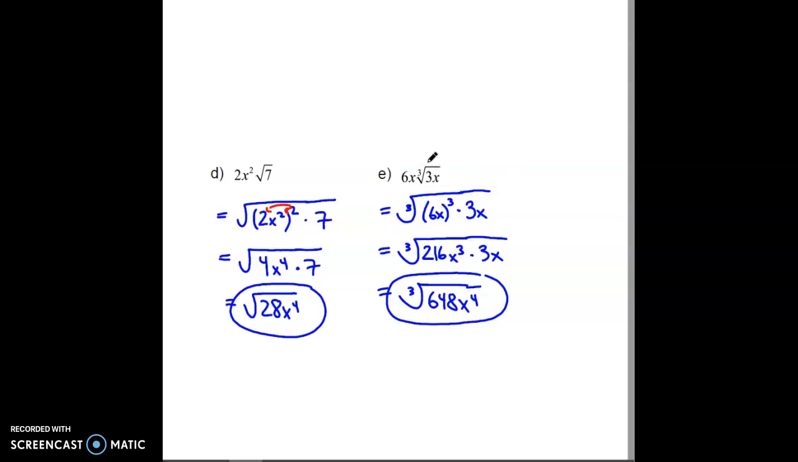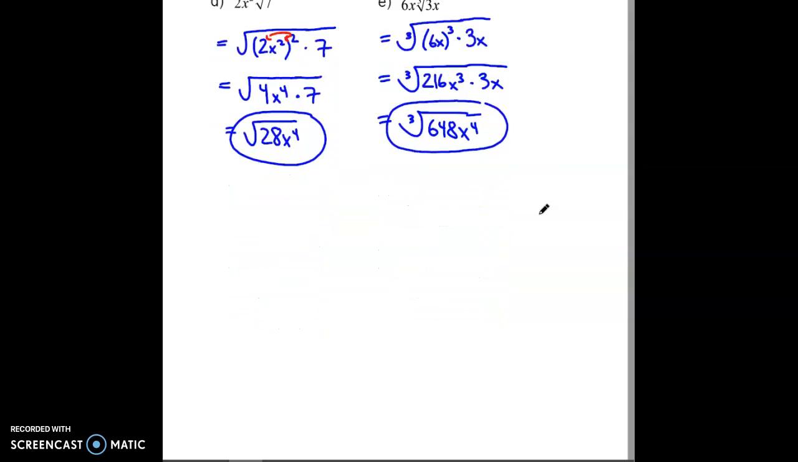So let's look at this one. This one's with a cubed root. So 6x cubed root of 3x. So we need to cube all of this information. So you're going to write 6x in brackets and cube it. And don't forget the remainder of 3x. So then we do 6 cubed, and that's 216. And then you cube x. So x cubed becomes x to the power of 3. Okay, and then multiply the whole numbers, 648, and then add these exponents. So 3 plus 1, so x to the power of 4.